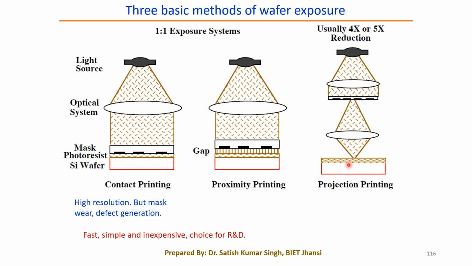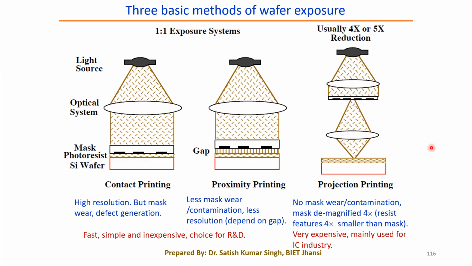So if we want to completely expose our wafer, we have to keep shifting or moving the wafer. That is called the step and repeat procedure, and that way we can do projection printing. Most IC industries use this because it has a very high resolution. Okay, high resolution can be obtained with this.